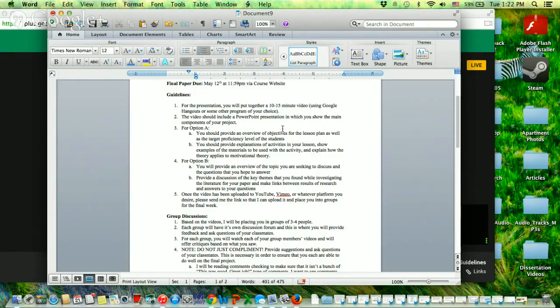And for option B, basically you're just going to give an overview of what you found. So you should start off by saying, what are the questions you were investigating? What was your main topic? And then you're just going to discuss what you found through your research with the different literature. Okay.